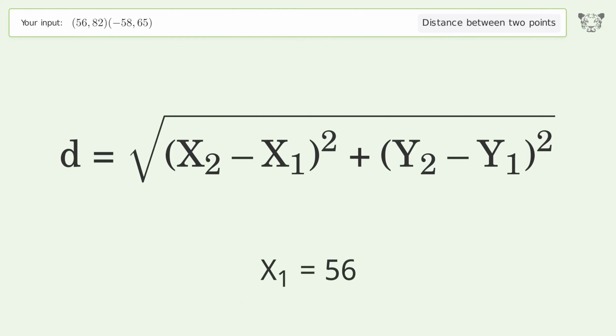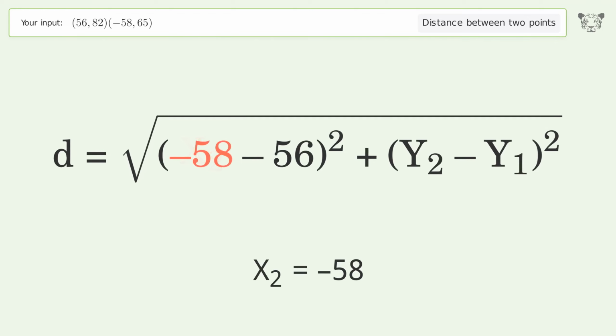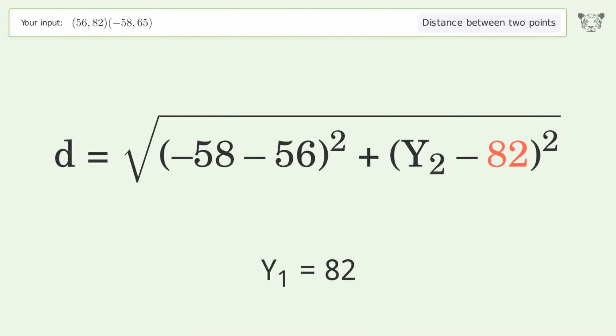x1 equals 56. x2 equals negative 58. y1 equals 82. y2 equals 65.